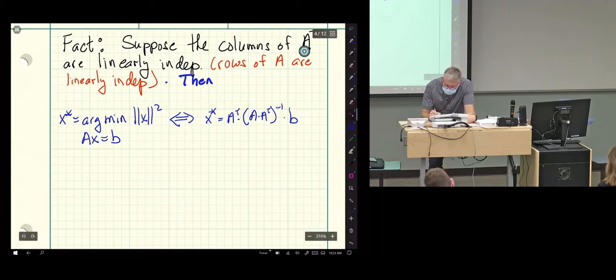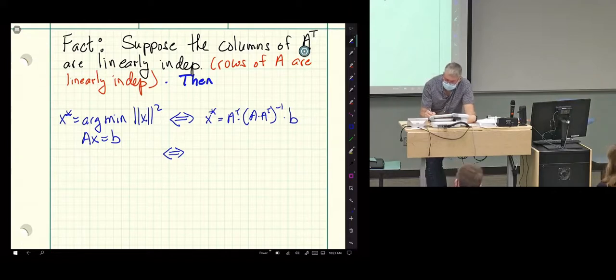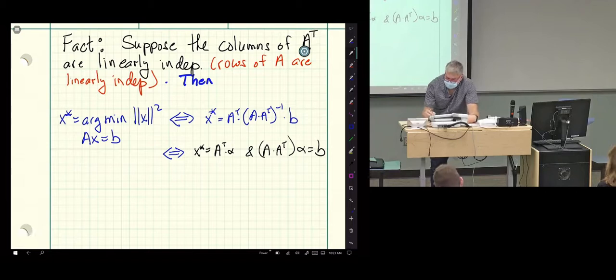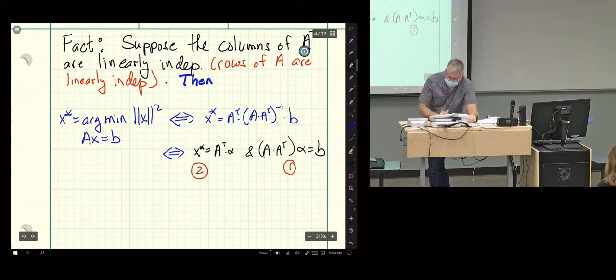Remember the least squares? There was an A transpose here, and these two guys were swapped. That's what the least squares looks like. You can go back and look. Okay. But the way I prefer us to think about this is we write X star equals A transpose times alpha. And then we have A times A transpose alpha equals B. So you solve this one first and this one second.